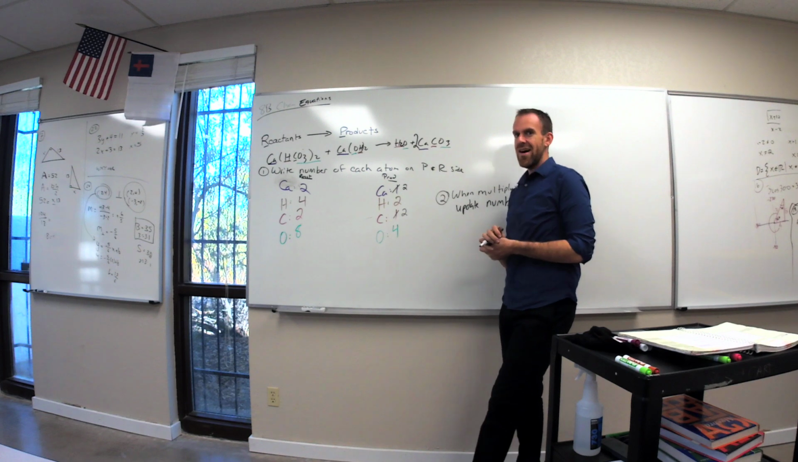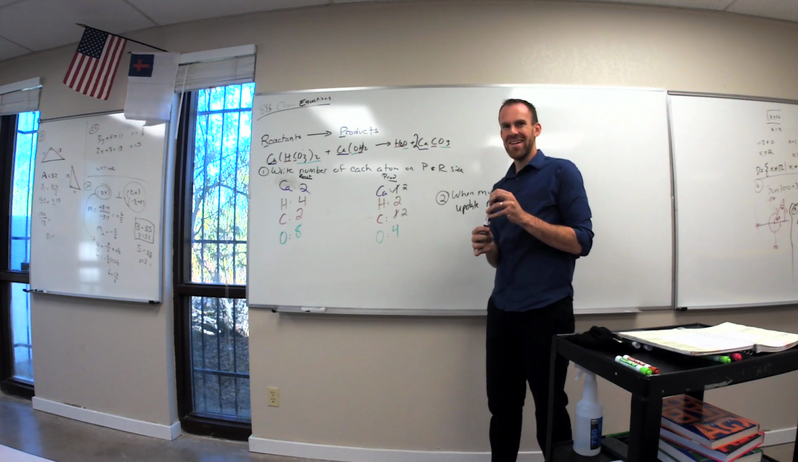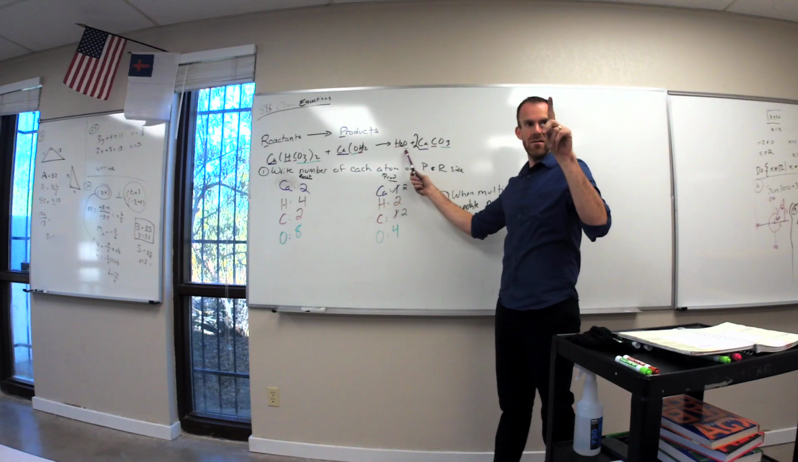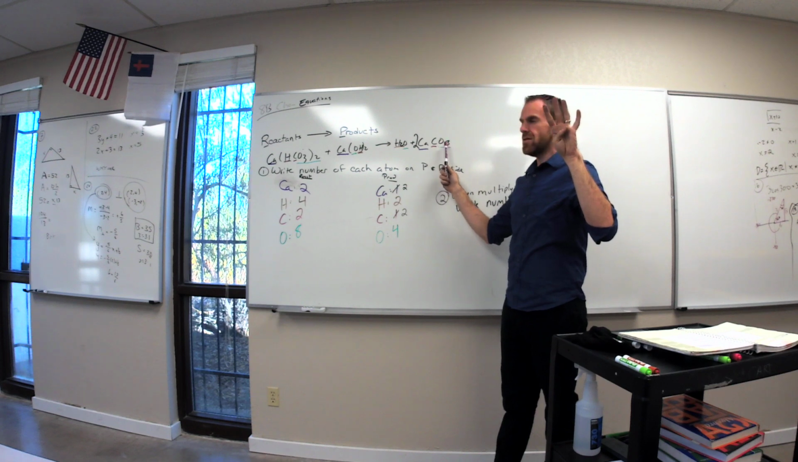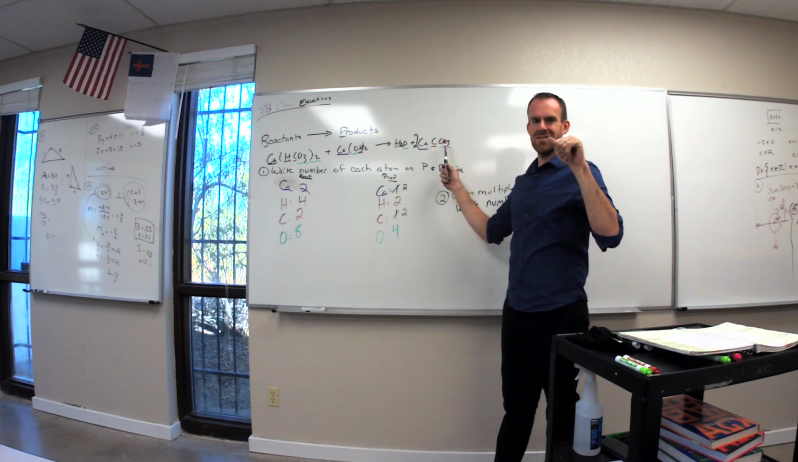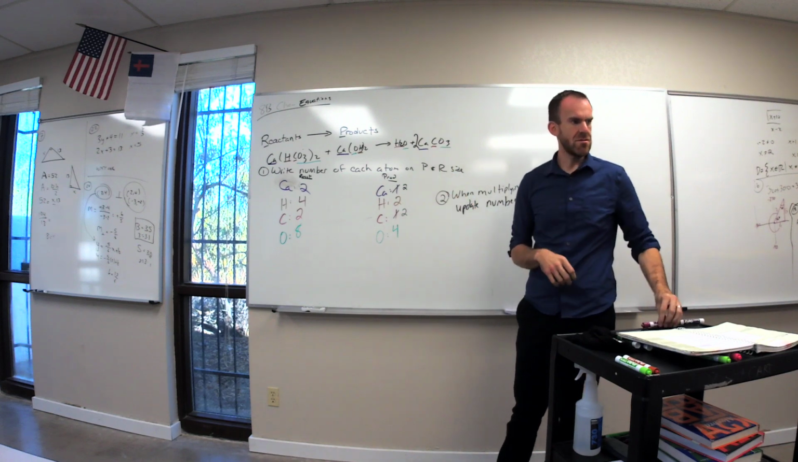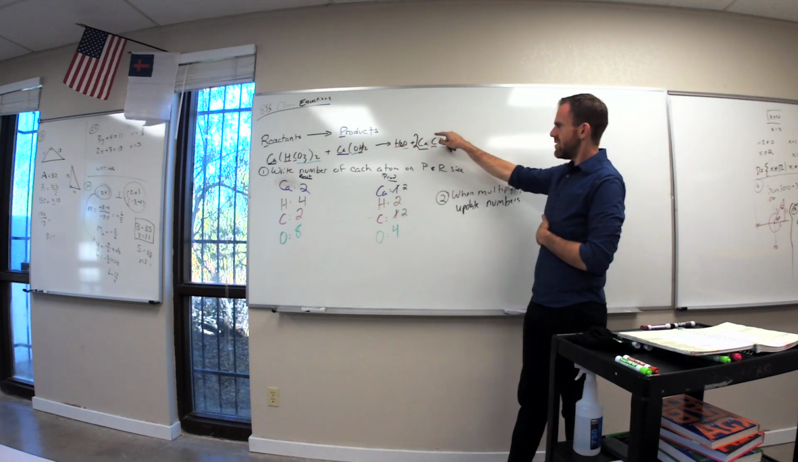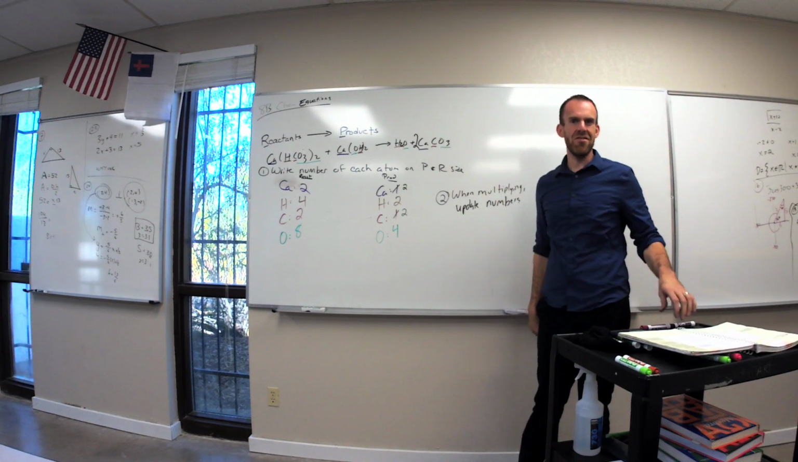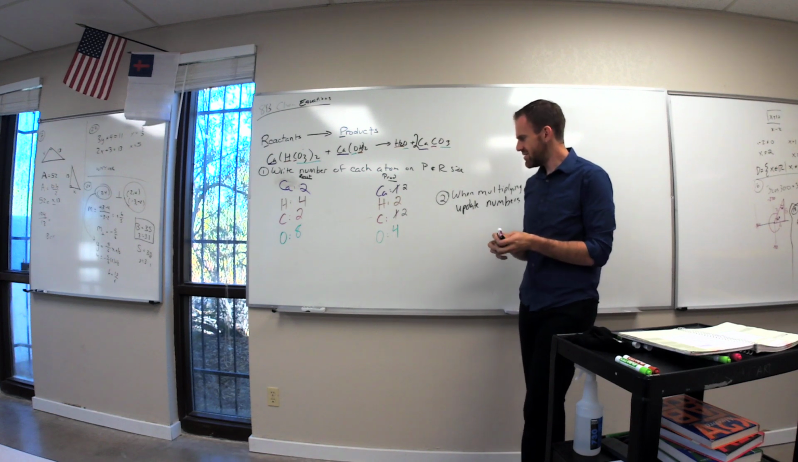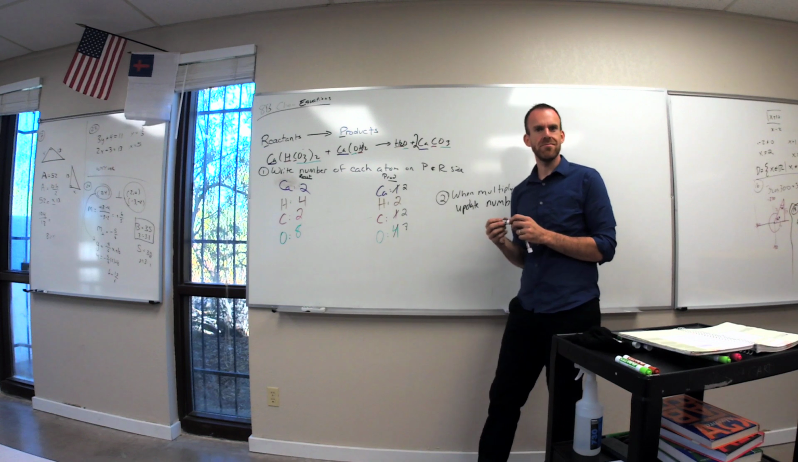Let's count. Oh man, it's like Dora the Explorer. Are you ready? 1, 2, 3, 4, 5, 6, 7. 1. Now I have 2 of these. 1 plus 6 is 7.